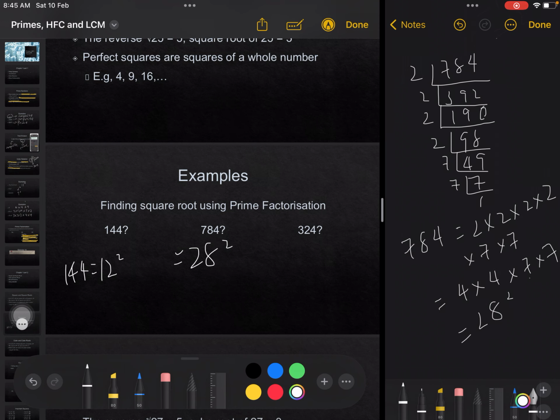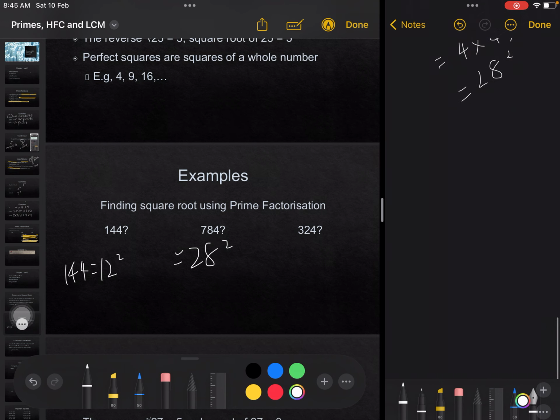Okay, let's work on the last example that we have. So 324. Again, start with the smallest prime number, 2. So we have 162.